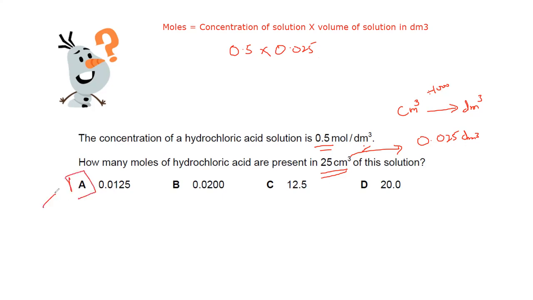Is this question clear? Is it clear to everyone? The question was how to work out the number of moles. We use the formula of concentration of a solution multiplied by volume. The concentration was given as 0.5 and the volume is 25 cm cube, but it should always be in decimeter cube.